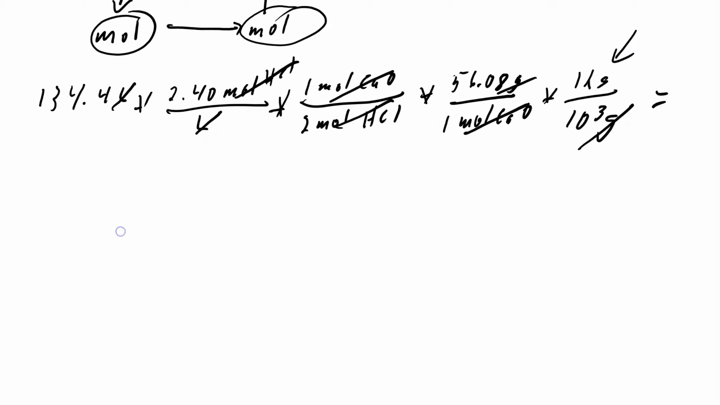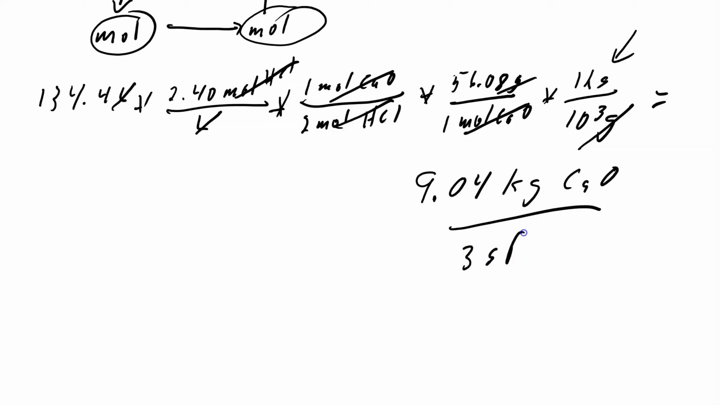and we come up with our final answer of 9.04 kilograms of calcium oxide needed to neutralize the 35.5 gallons of hydrochloric acid. Our answer, of course, has three significant figures. That's due to the molarity concentration, three significant figures, the smallest number of sig figs in our calculation.